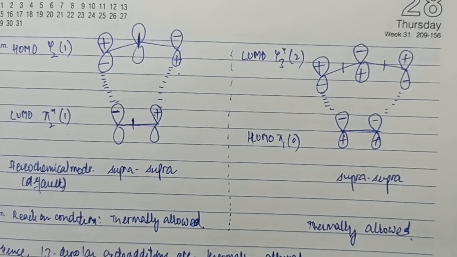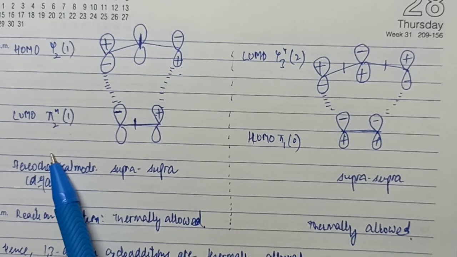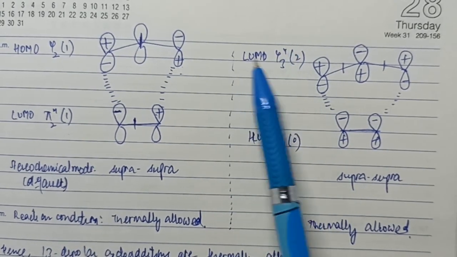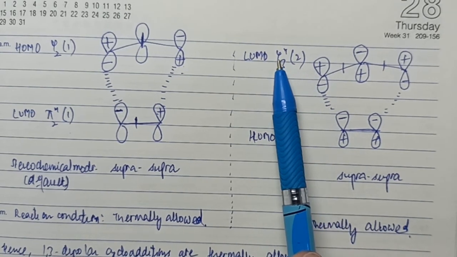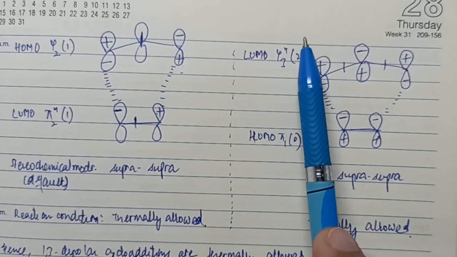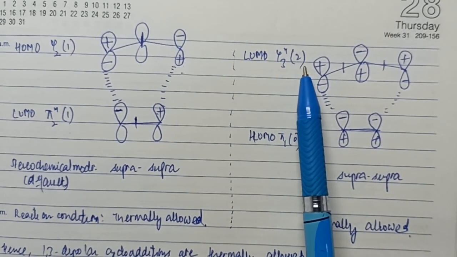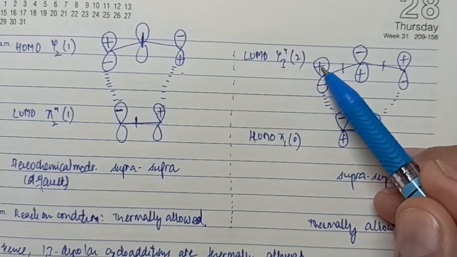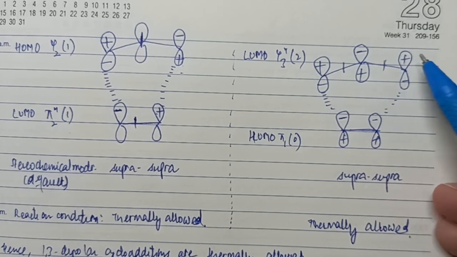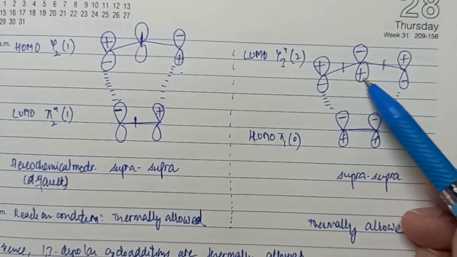Alternatively, if I've taken HOMO of the dipole and LUMO of the dipolarophile, you can take LUMO of the dipole and HOMO of the dipolarophile. If I talk about LUMO of the dipole, it is psi3 star, and psi3 star has two nodes, as we know. The two nodes will come here and here. So if it is positive here, with the node it will be negative, with the node positive. Of course, this will be negative, positive, negative.